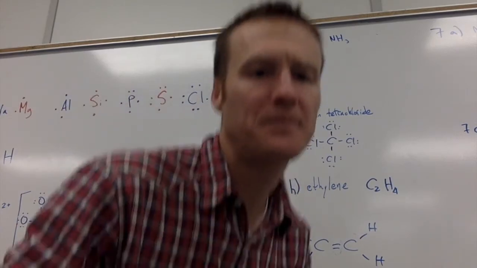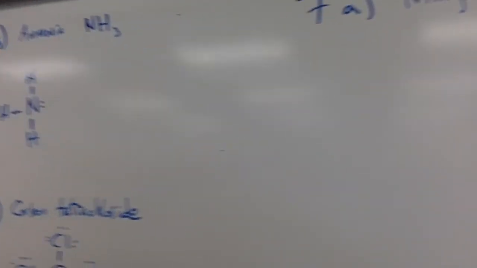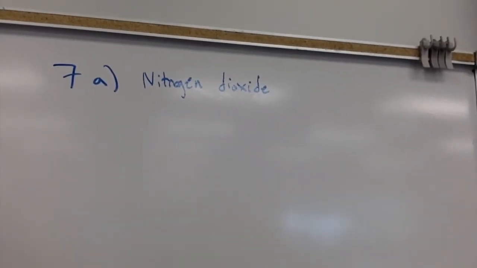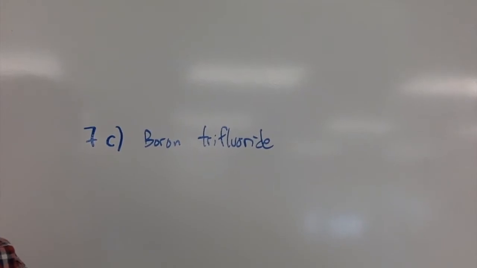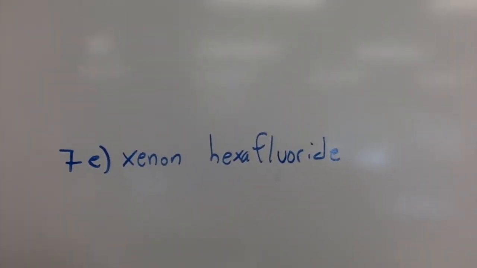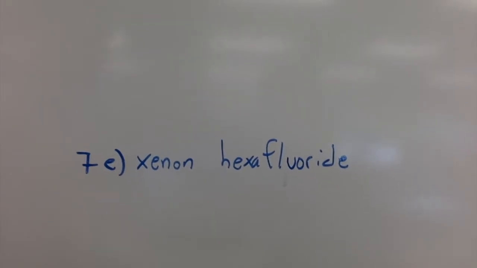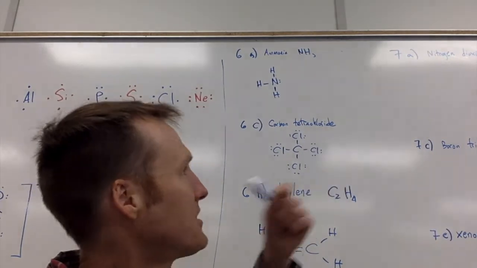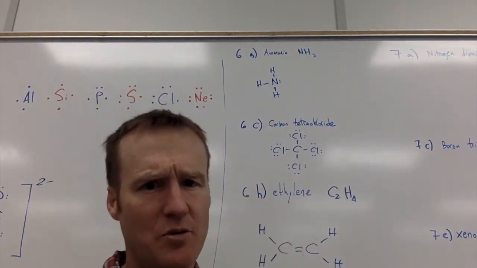Moving on to question 7. Question 7 deals with exceptions to the octet rule. We have the free radical, electron deficient, and a situation where we've got more than an octet. Nitrogen dioxide, well, let's see, that's NO2, right?